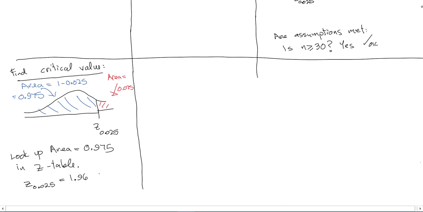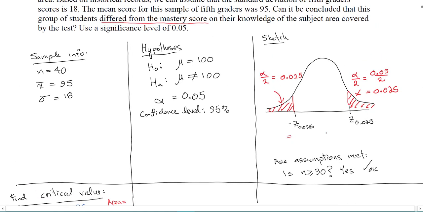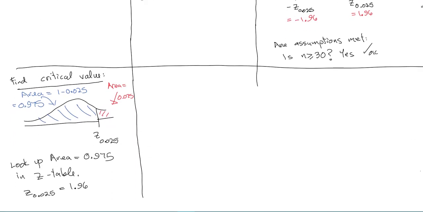And remember the trick we've talked about before: if you want the area of negative 0.025, using the symmetry of the normal curve, you could have also looked it up in the negative portion of the z-table. Okay, so now I'm going to add those to my picture. This gives me positive 1.96 over here and negative 1.96 over on this one. Now we need to calculate our test statistic.